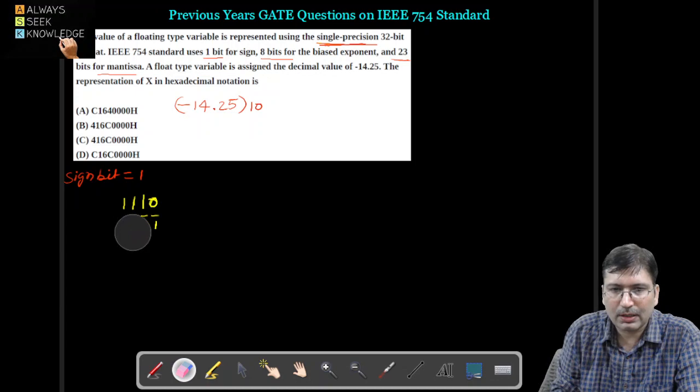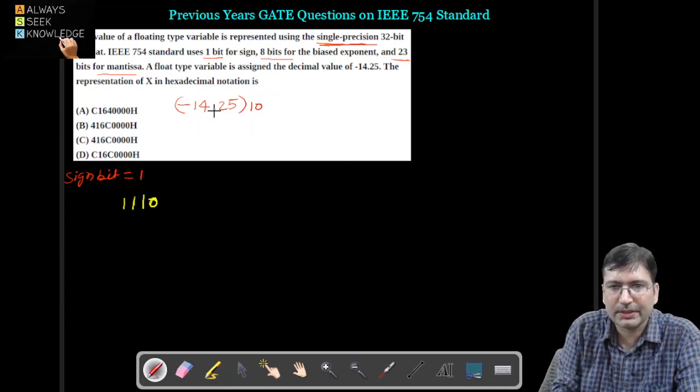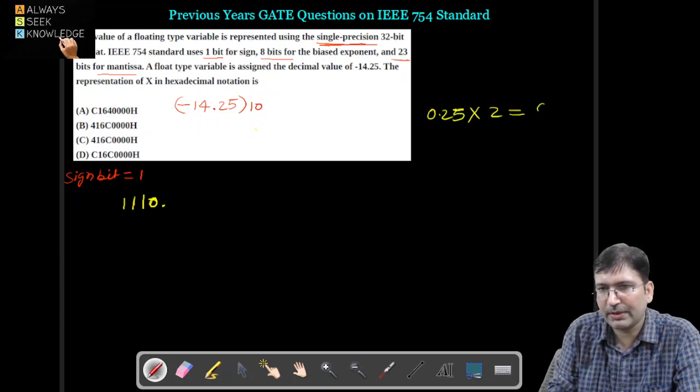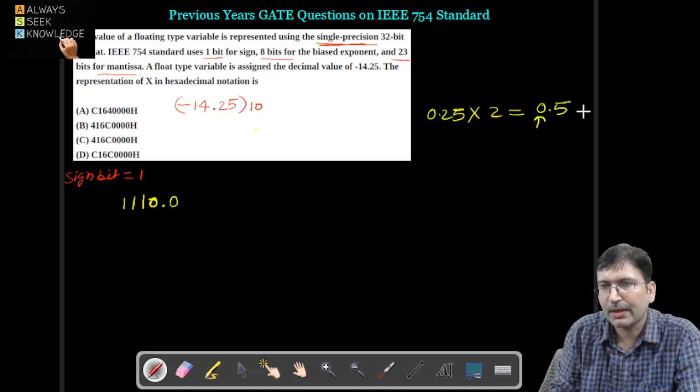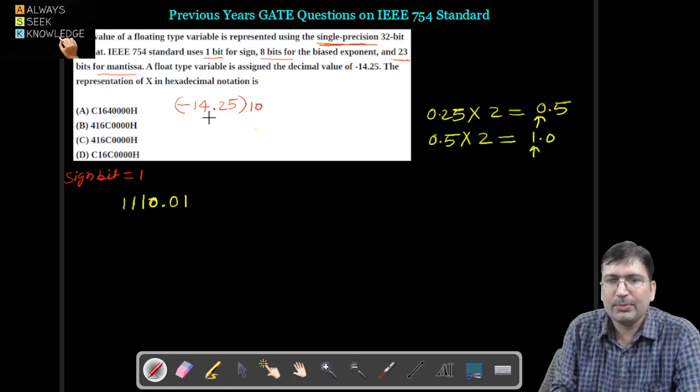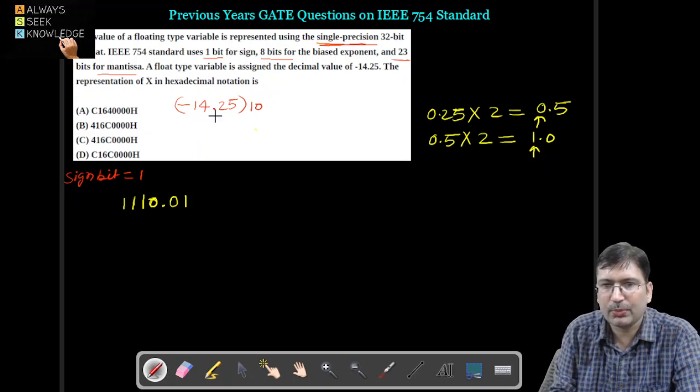Now after the decimal point, we have this 0.25. We start multiplying it by 2, and the first time we get 0.5. That means 0 will be considered here. Now when we again take this 0.5 and multiply with 2, we get 1.0. So this 1 will be considered here. So the binary representation of 14.25 is 1110.01.